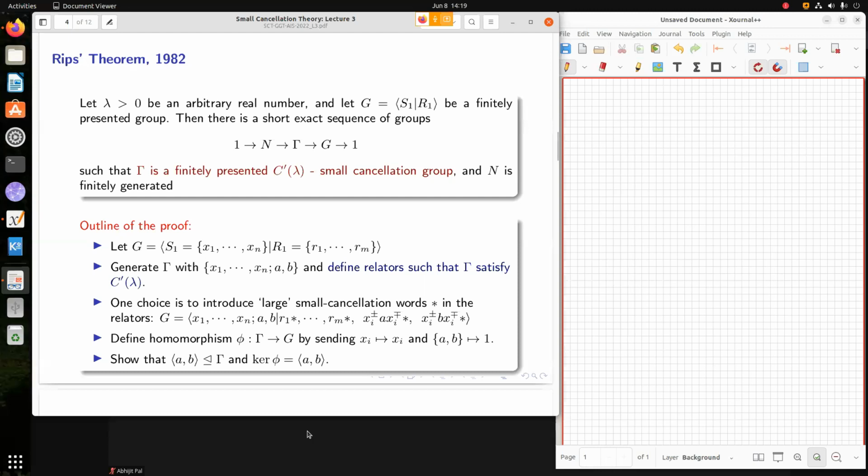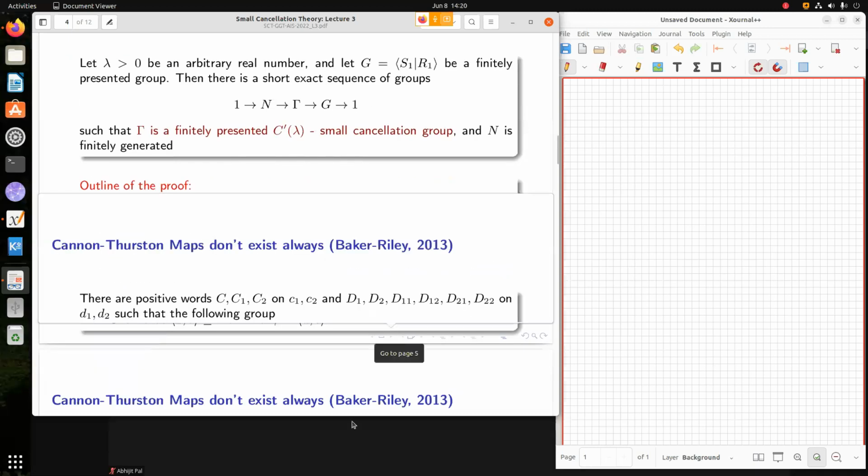So a close look at these sets of relators tells us that if we can ensure sufficient small cancellation inside the word star or words star, then essentially everything falls into place, right? So if star is a sufficiently small cancellation word, then this entire set will satisfy the C prime lambda condition, right? Any question so far? Okay, so now the question becomes, what can be a choice of star?